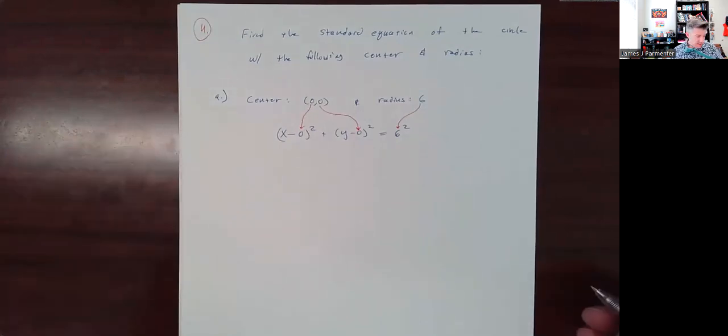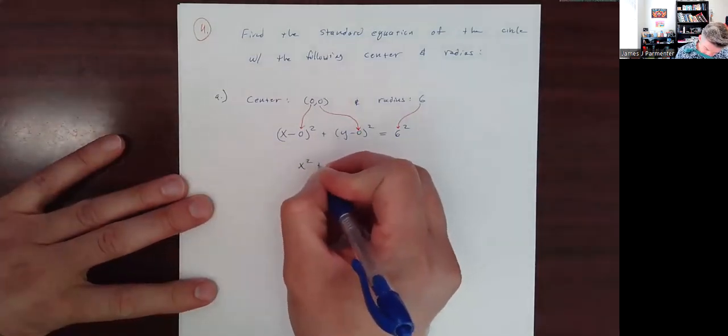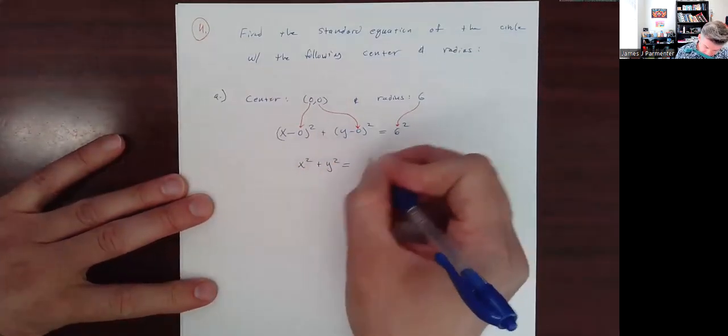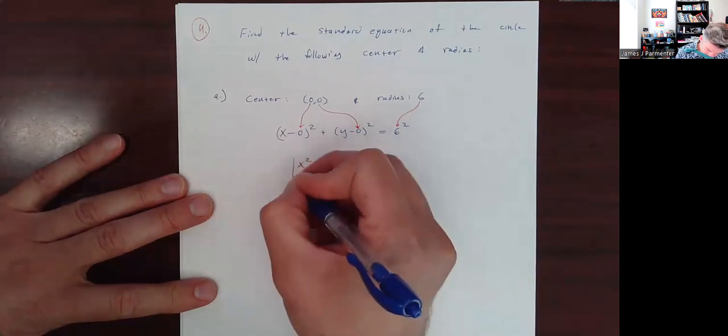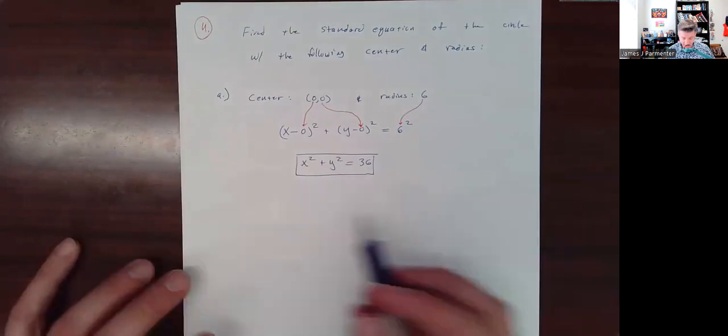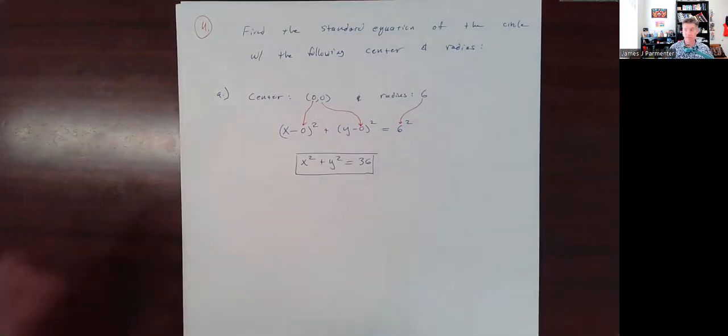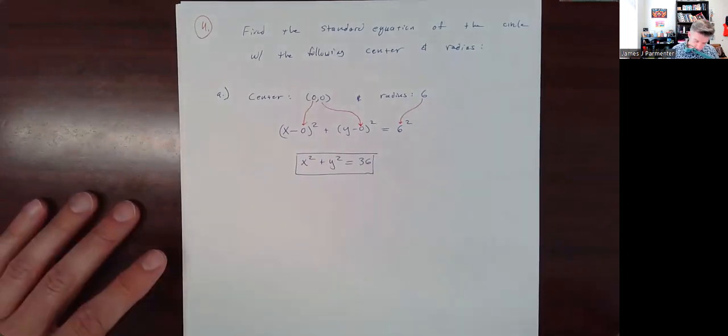I should simplify this because x minus 0 is just x and y minus 0 is just y. So I should really just write this as x squared plus y squared equal to 6 squared, which is 36. When you see something like this where you don't have a minus something, that means the coordinate of either the x or the y is 0.